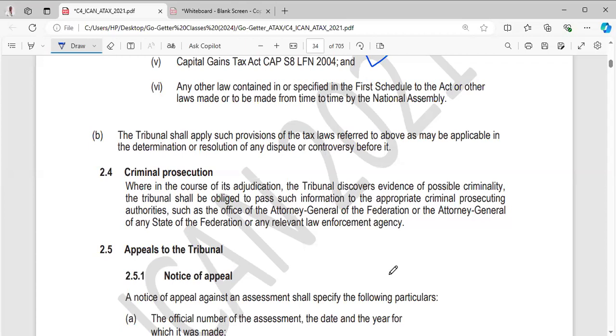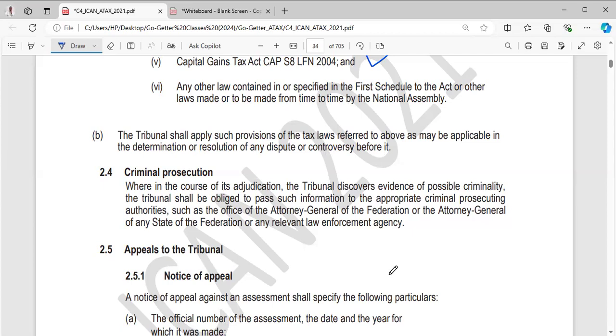This is a notice of assessment. Maybe you didn't even do your self-assessment and they come and give you a notice of assessment, sometimes called best of judgment, because you didn't file. They give you the best of judgment notice of assessment. Once you receive it, you have 60 days to pay that.